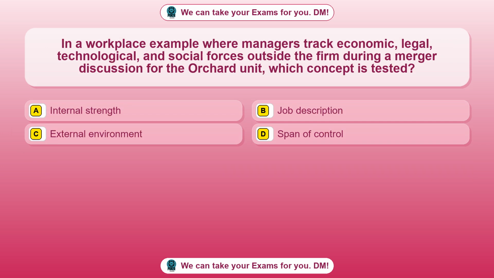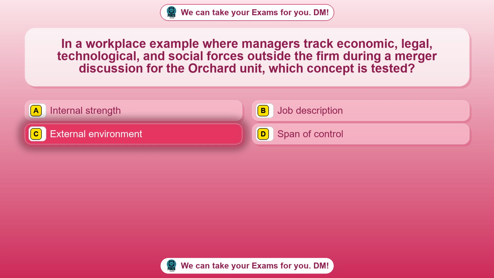Question 20. In a workplace example where managers track economic, legal, technological, and social forces outside the firm during a merger discussion for the orchard unit, which concept is tested? Option A, internal strength. Option B, job description. Option C, external environment. Option D, span of control. The correct answer is option C, external environment.